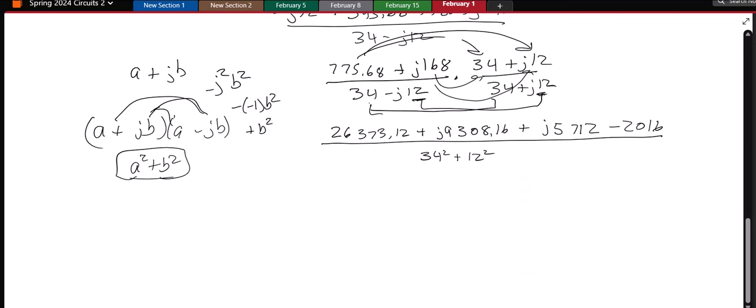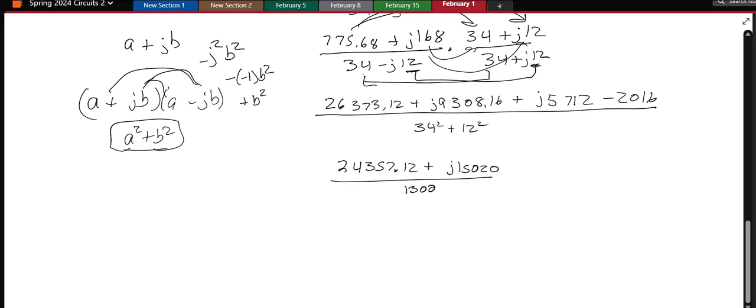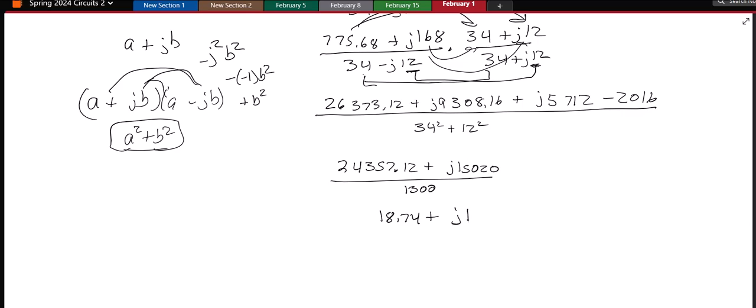Now combining my real parts, 26,373.12 minus 2016 gives me 24,357.12, and then combining my imaginary parts, I get j15,020, and then 34 squared plus 12 squared is 1,300, and then I just divide each of these numbers by 1,300. 24,357.12 divided by 1,300 is 18.74, plus 15,020 divided by 1,300 is 11.55, and so I get that VA is that number. Okay, so that's what VA is.